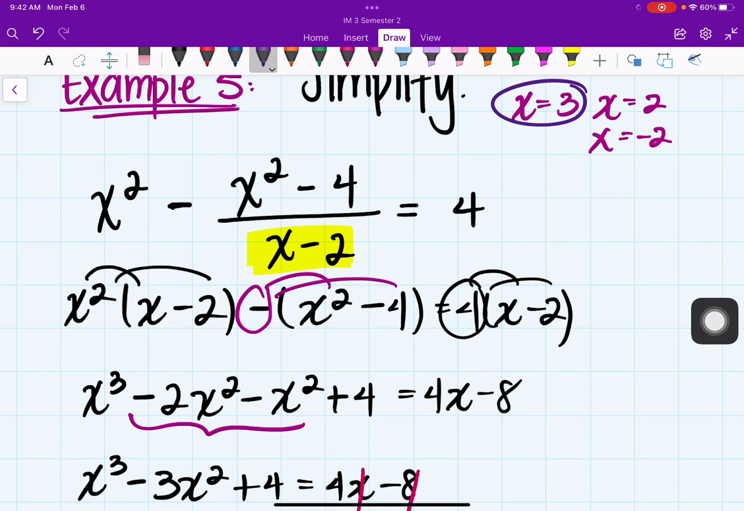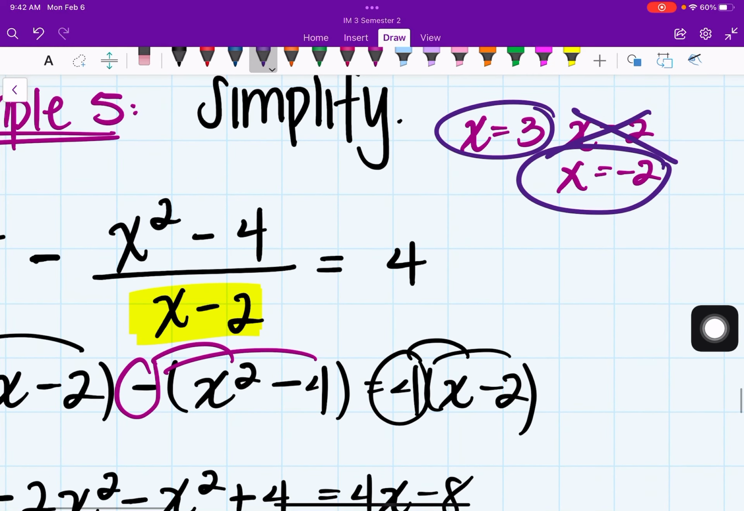If I put in the 2 here, however, 2 minus 2 is a 0, which gives me a 0 in the denominator, so that can't work. What about a negative 2? Negative 2 minus 2 is negative 4, so that works. So in this case, the solutions for this equation are x equals 3 and x equals negative 2.